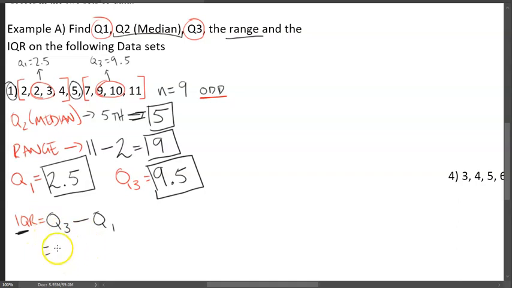So what's our Q3? 9.5. And what's our Q1? 2.5. So the difference between 9.5 and 2.5, in this case is 7. Our middle range is 7. Okay? And that's how you find the interquartile range.